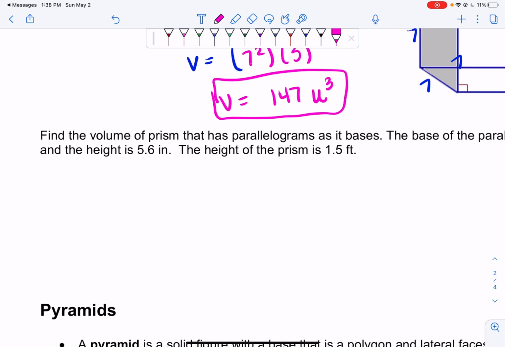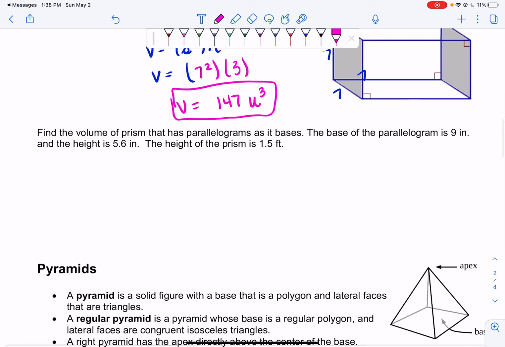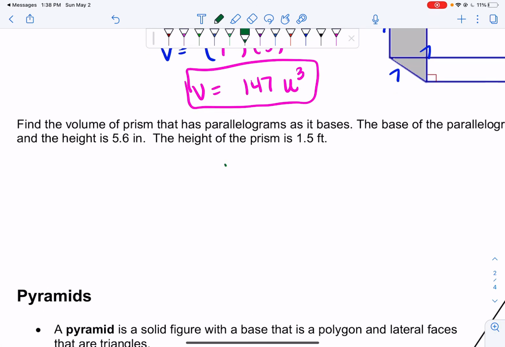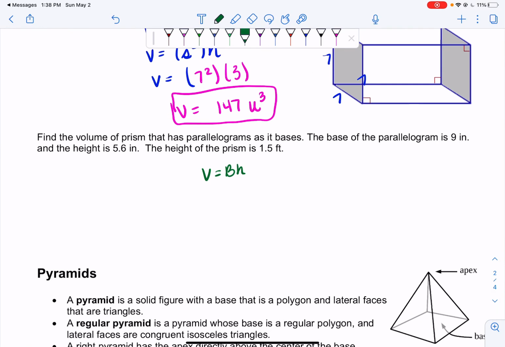So the thing is, we don't really need to draw this, but it's very hard to draw this type of stuff. That's why I just go off the formula. We know our volume formula is BH, where B is the area of our base. And our base is a parallelogram. So what's the area formula for a parallelogram? Very good, it's base times height or length times width.